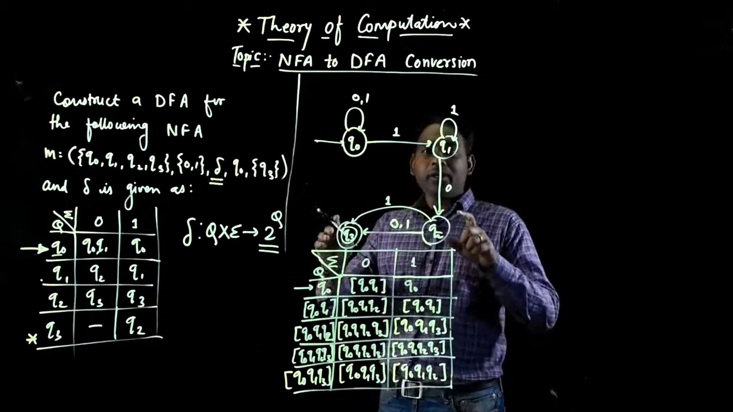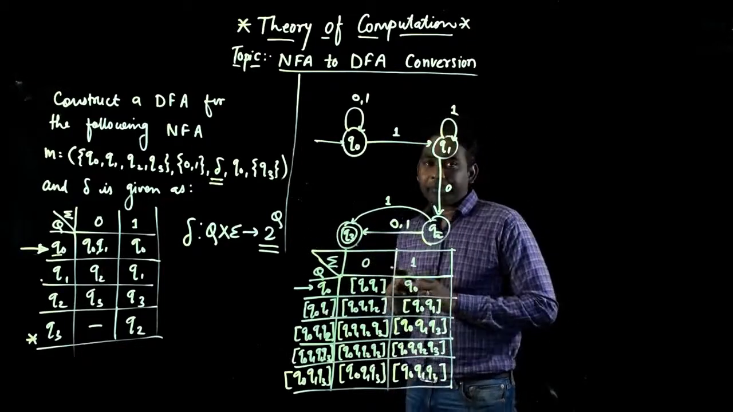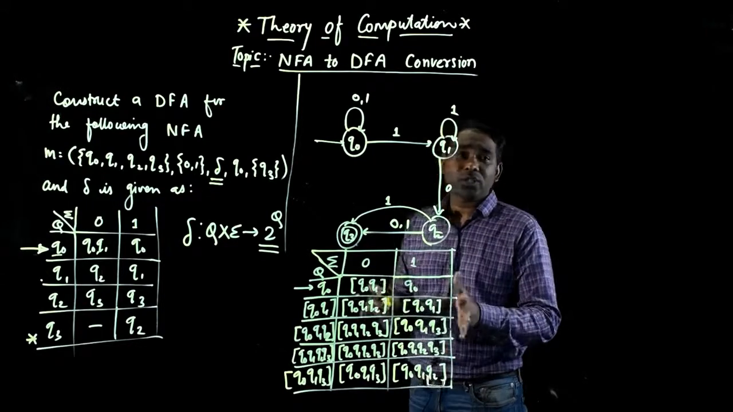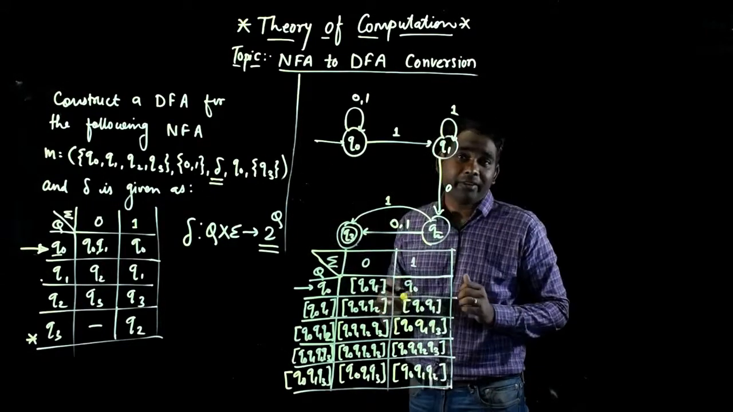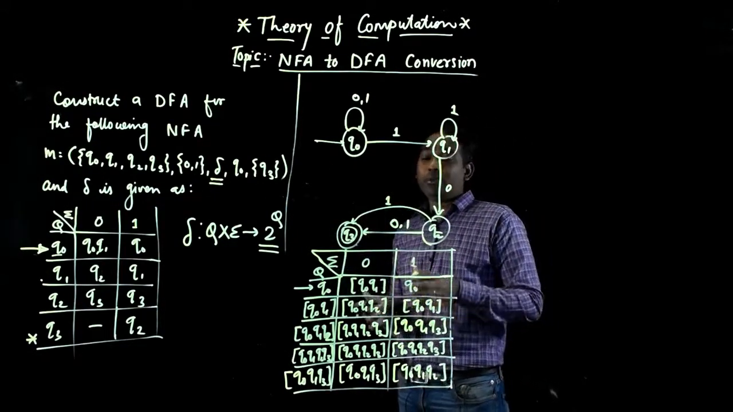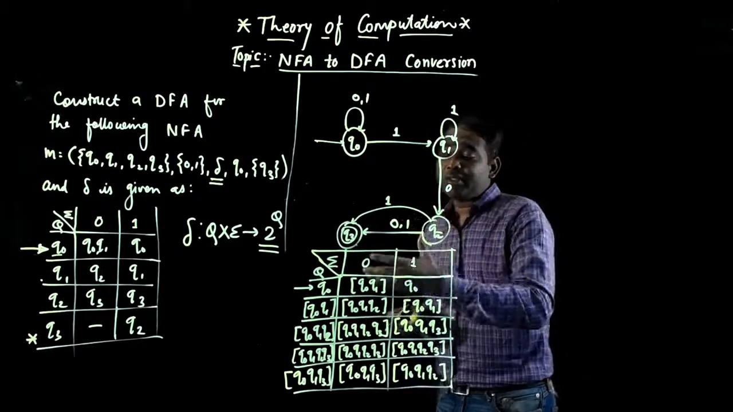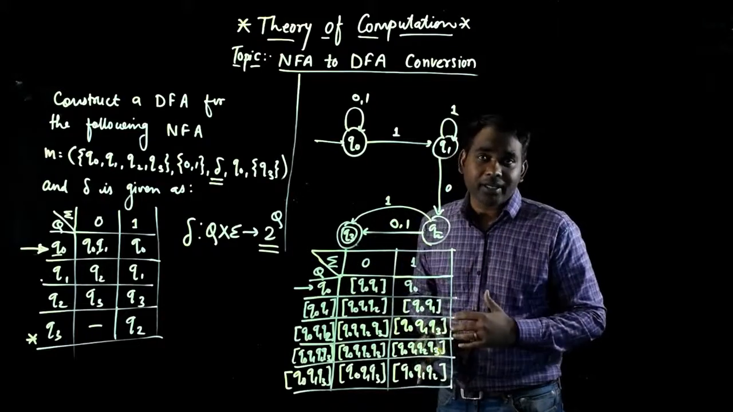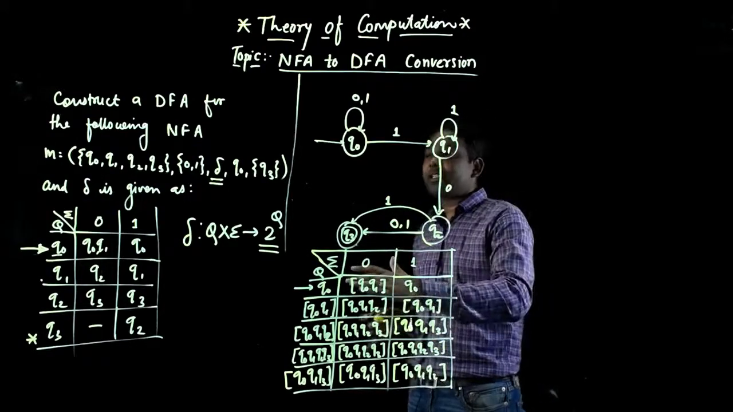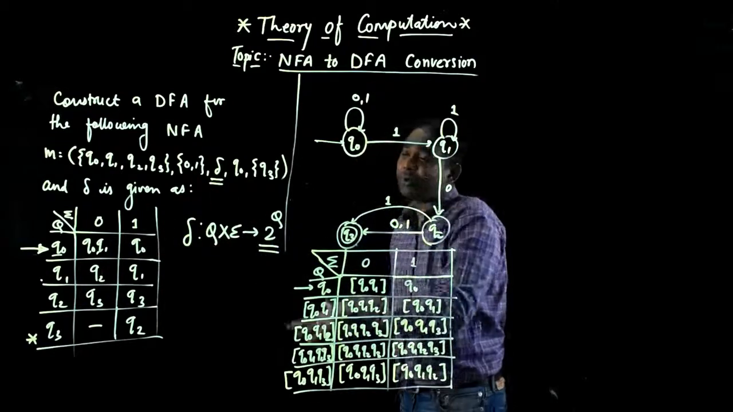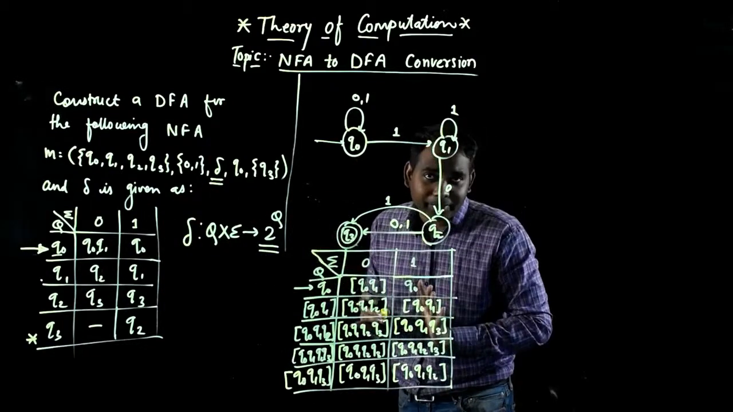So this is our transition table for the DFA, but this is not complete, right? We got many new states here which were not there in my original NFA. So what to do now? How to draw a DFA and how to conclude which is my initial state and which is my final state here? The initial state is not going to change. The initial state in the NFA was Q0. It will remain as it is in my DFA.